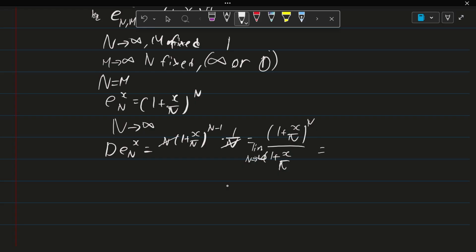Looking at this now, we see that the top side is e_n to the power of x, while the bottom one is going towards 1. So this is the definition of e^x, which is basically e_n of x, the limit as n goes to infinity.